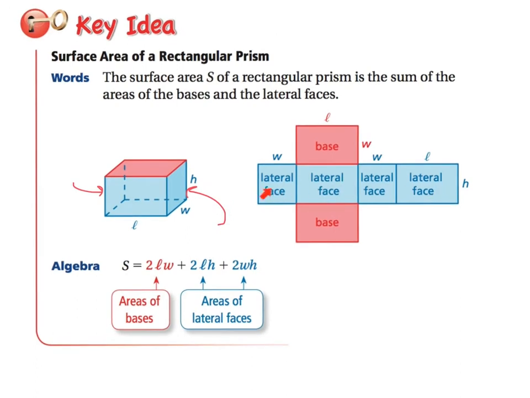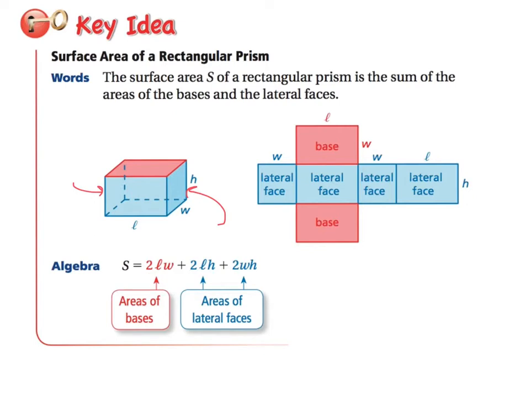So, lateral faces are here in the blue. The base is here. Now, the lateral face makes one big rectangle. We would actually find the area of each side. So you can find the area of the top, the bottom, the left, the right, the front, the back. That's why you have two of each of them. For example, if you look at the picture, the bottom, length times width. Well, the top is the same. That's why we multiply it by 2.